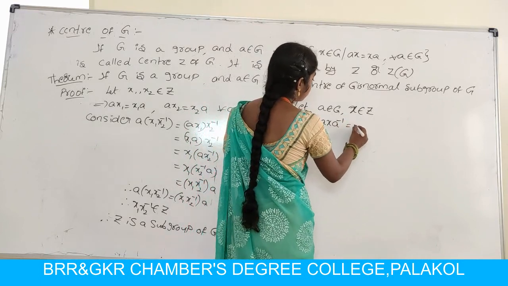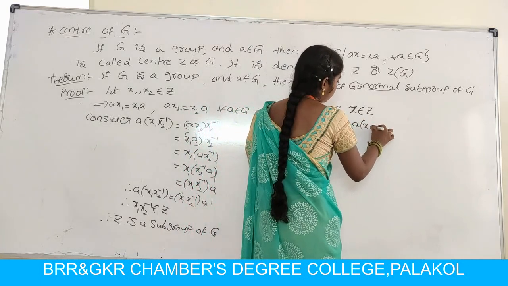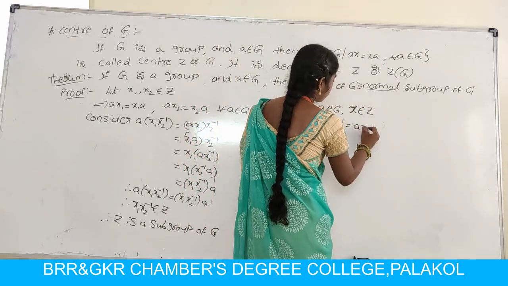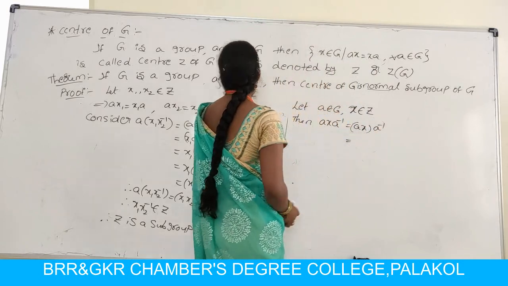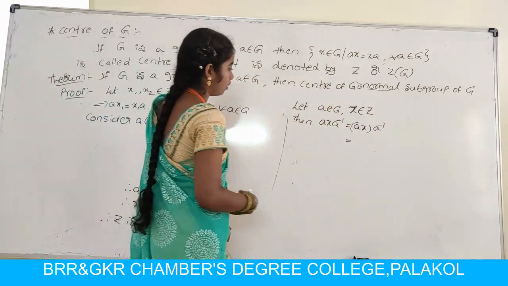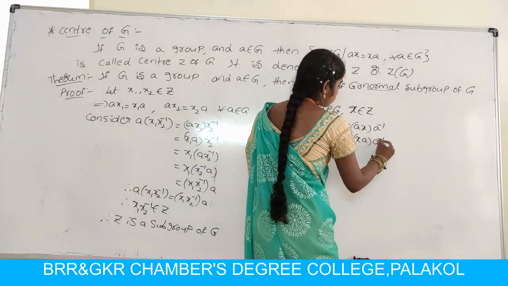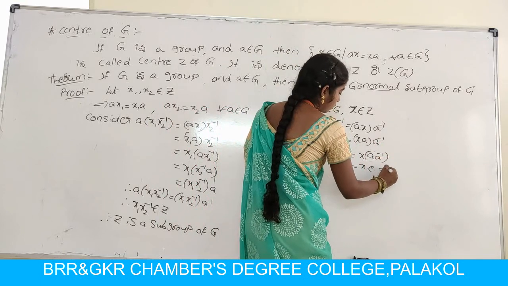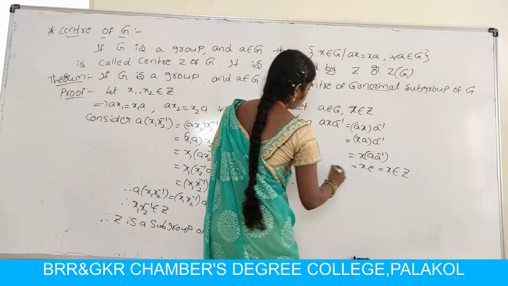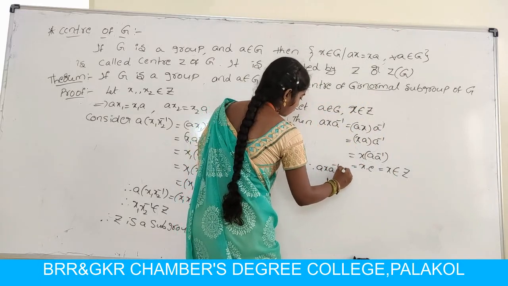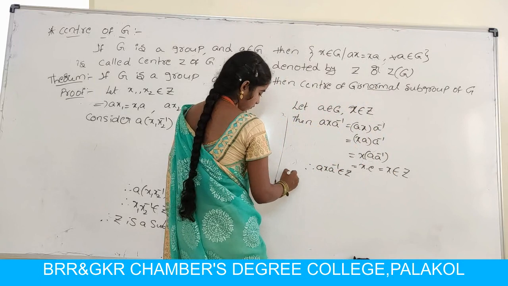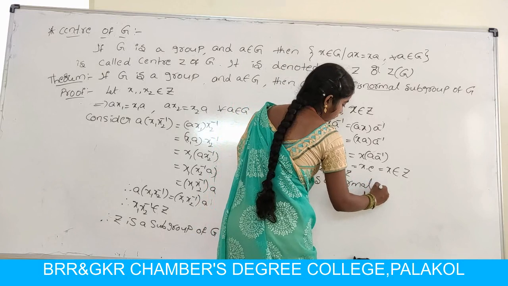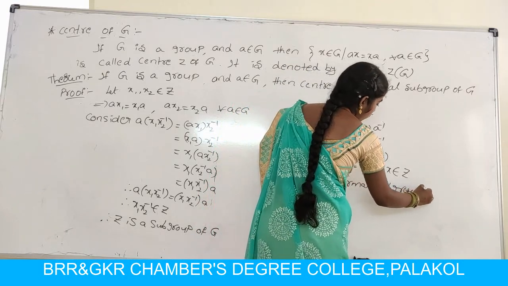So A X A inverse can be written as A into X into A inverse. So AX can be written as XA. So XA into A inverse, so changing the brackets, X into A into A inverse. So A into A inverse value is E. So X, already we know that X belongs to Z. So therefore A X A inverse belongs to Z. Therefore Z is a normal subgroup of Z.